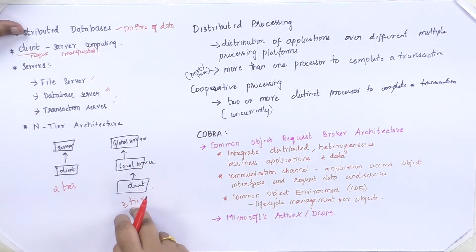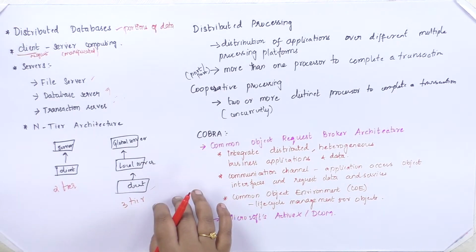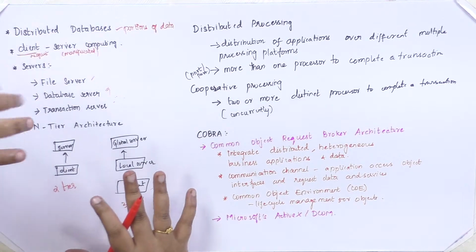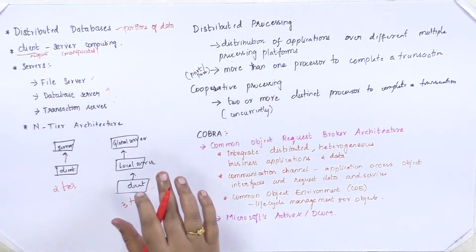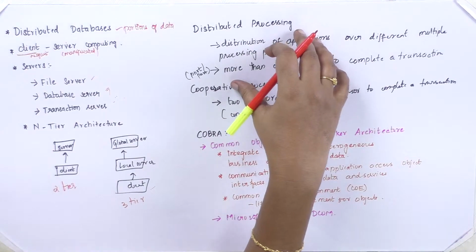So you can have 2-tier, 3-tier. If you want to have a 4-tier architecture, you can also have that. So likewise, a client-server computing model can be formed in an n-tier architecture. Next, we will be seeing about distributed processing.